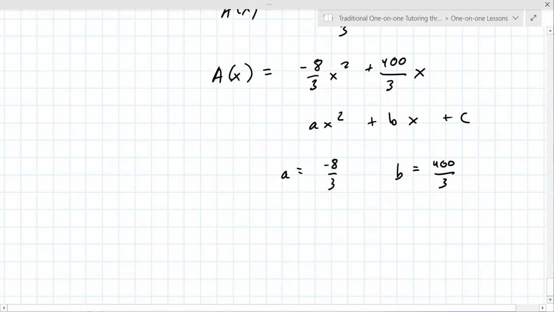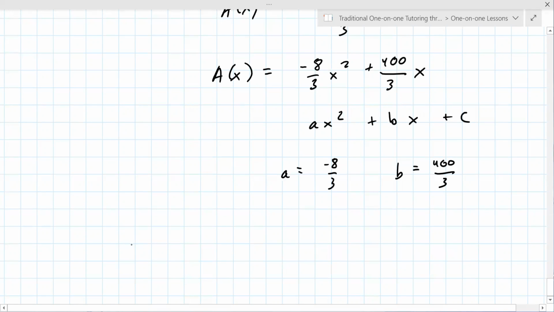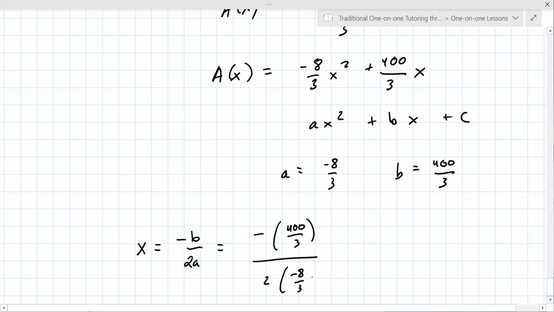Okay, now the next part is to find the x value of the vertex. It's minus b over 2a. So it's minus 400 over 3 over 2 times minus 8 over 3. I'm not sure if that works out perfectly. I think it does. Yeah, it becomes 25.